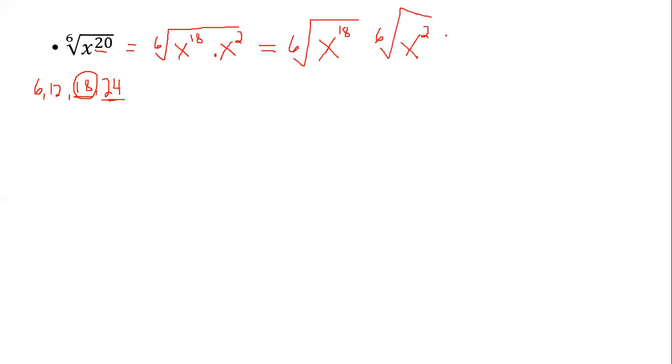Ayan. So, 18 divided by 6, that is equivalent to 3. So, x cubed. Then we have the 6th root of x squared. However, as you would notice, itong exponent po natin at saka yung index, they are both divisible by 2. So, pwede po nating i-simplify yan.